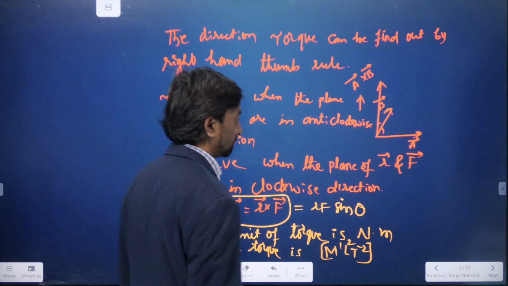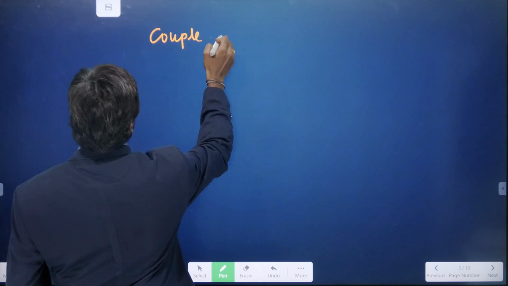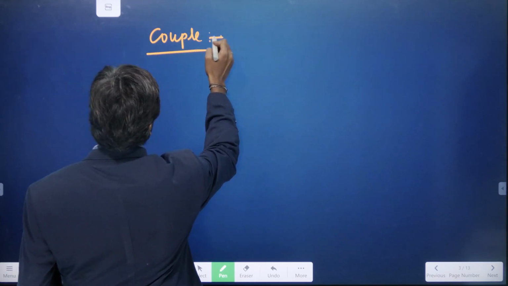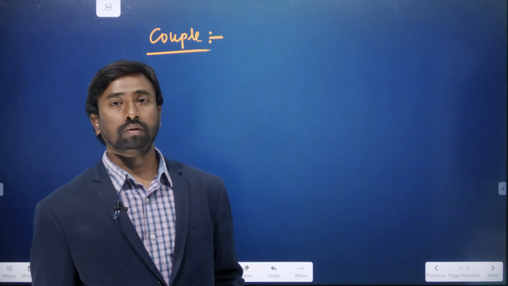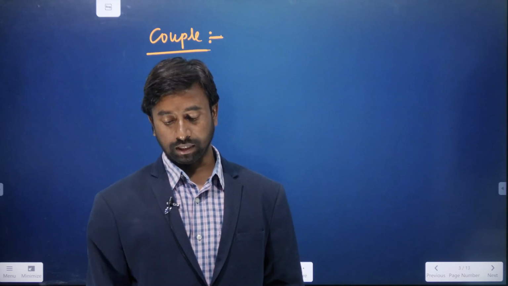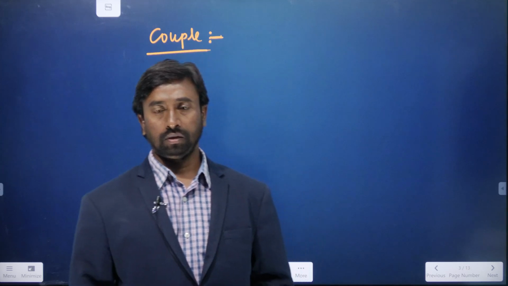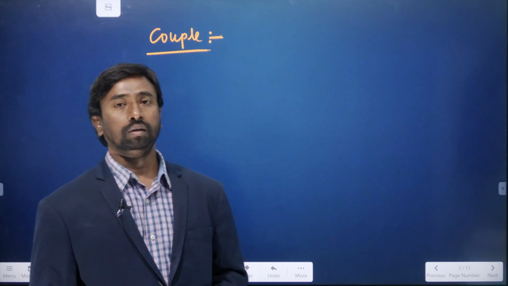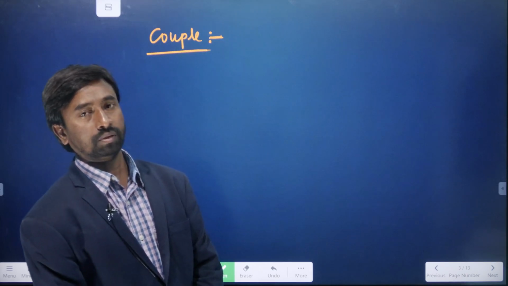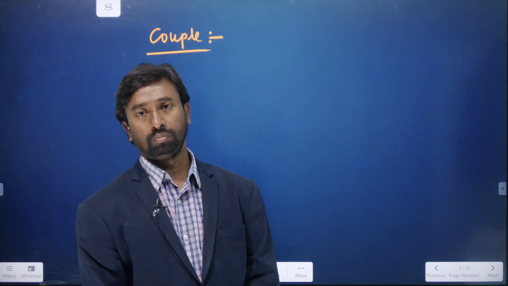Now we will see the next concept, couple. So what is a couple? A couple is nothing but the torque exerted on a rotating body. When equal and opposite forces act on the body, equal in magnitude but in opposite directions, then a couple exists, which means two torques exist. About the axis of rotation, two forces act, equal in magnitude but in opposite directions.